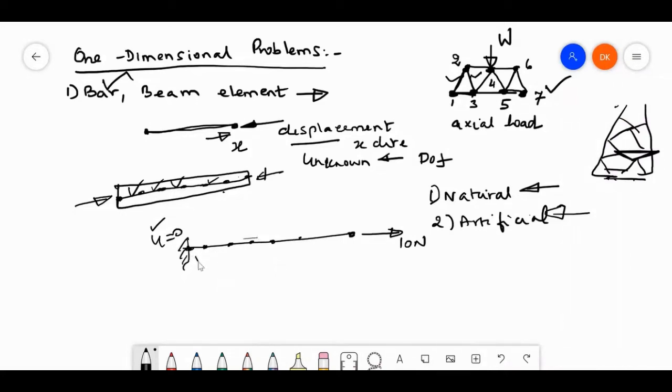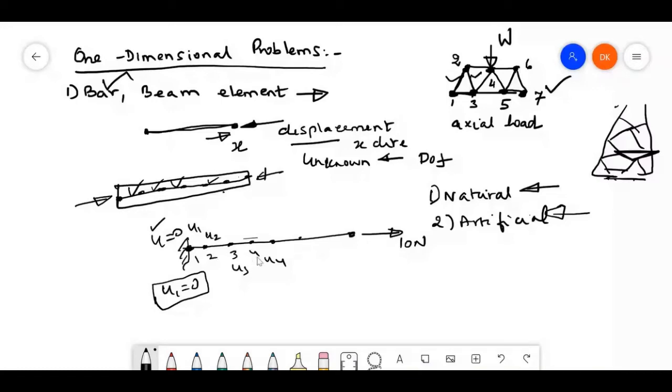So say this is 1, this is 2, this is 3, 4 like that. So this is U1, then the second node U2, displacement U3, and this is U4 like that. Now here one end is fixed, that is, the first nodal point is fixed. So then U1 is equal to 0. I am arresting this point, whereas the displacements U2, U3, U4 will exist.